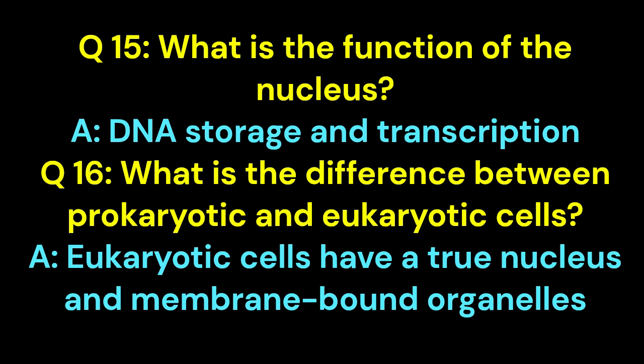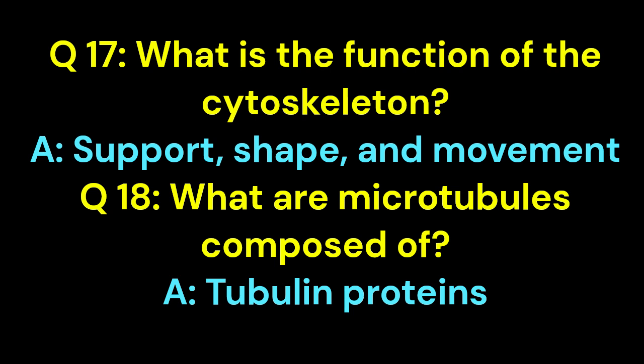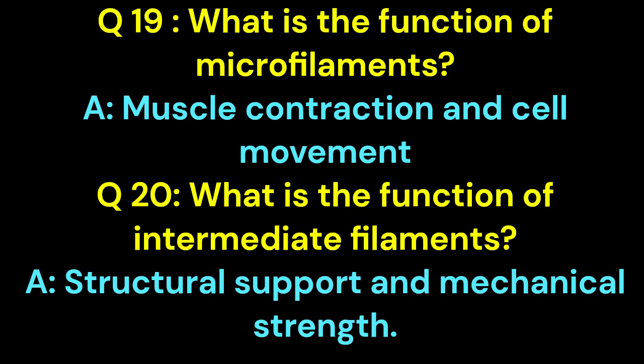Q16. What is the difference between prokaryotic and eukaryotic cells? Eukaryotic cells have a true nucleus and membrane-bound organelles. Q17. What is the function of the cytoskeleton? A. Support, shape, and movement. Q18. What are microtubules composed of? A. Tubulin proteins. Q19. What is the function of microfilaments? Muscle contraction and cell movement.